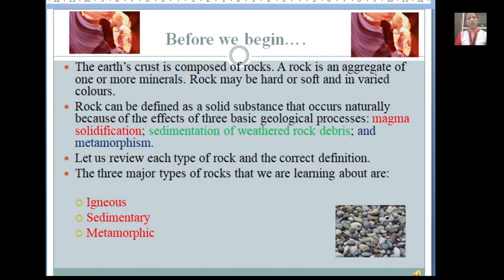Generally, rock is a composition of two or more minerals, but it is not necessary that two or more minerals make rocks. Even a single mineral, in exceptional cases, can also form rocks. For example, rock salt, limestone.